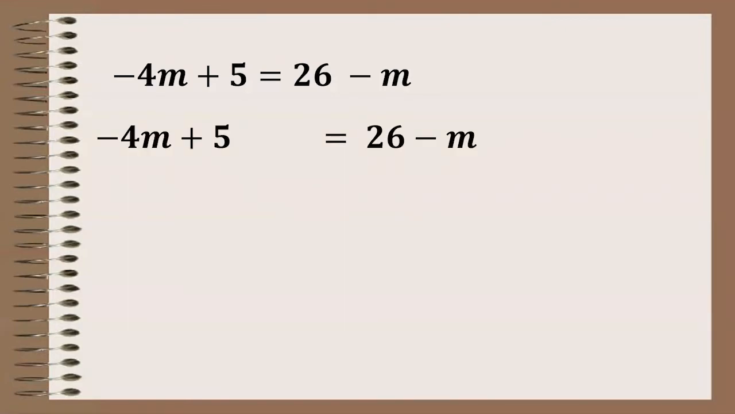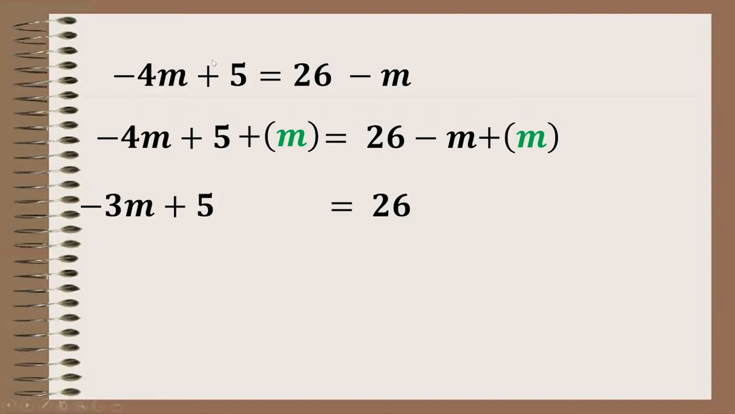So here I rewrite the given equation. Now the additive inverse of minus m is plus m. What I'm doing here is I'm trying to send all the m's together to solve the equation. So minus 4m plus m will give me minus 3m plus 5 equal to 26, because minus m plus m is 0.